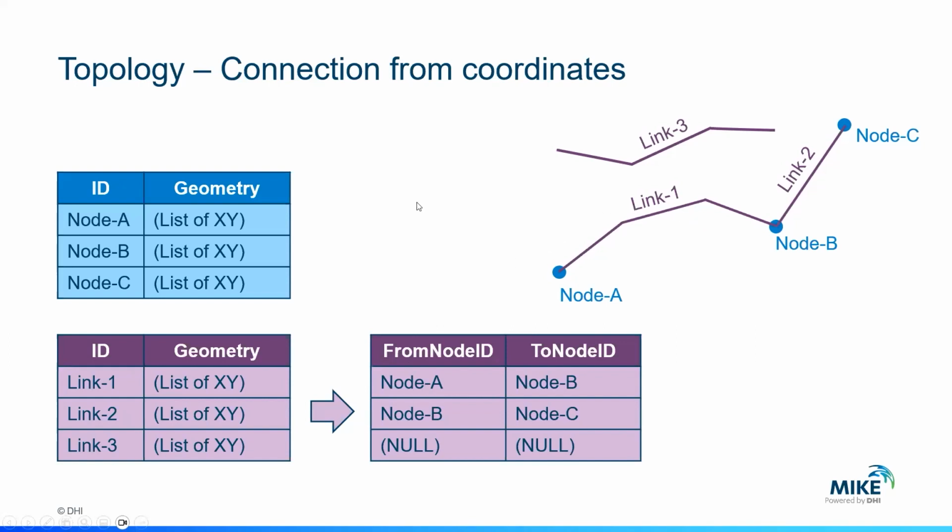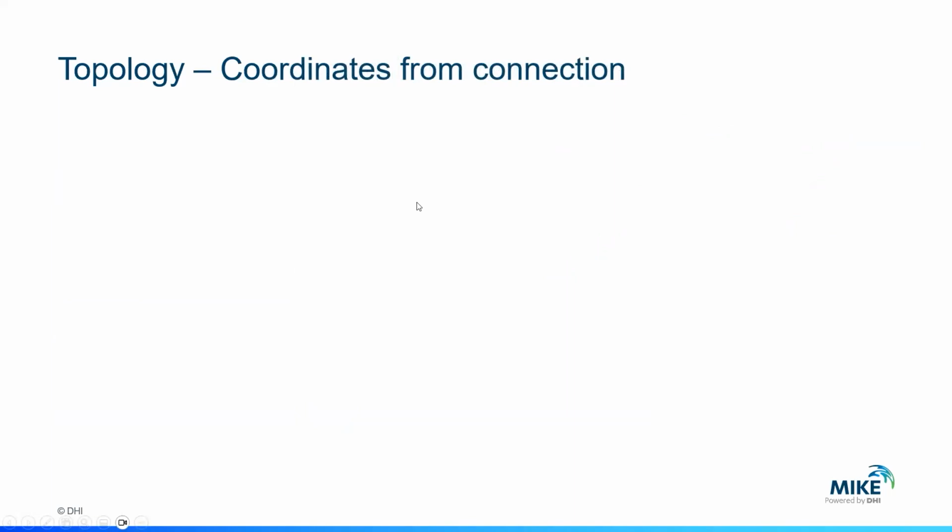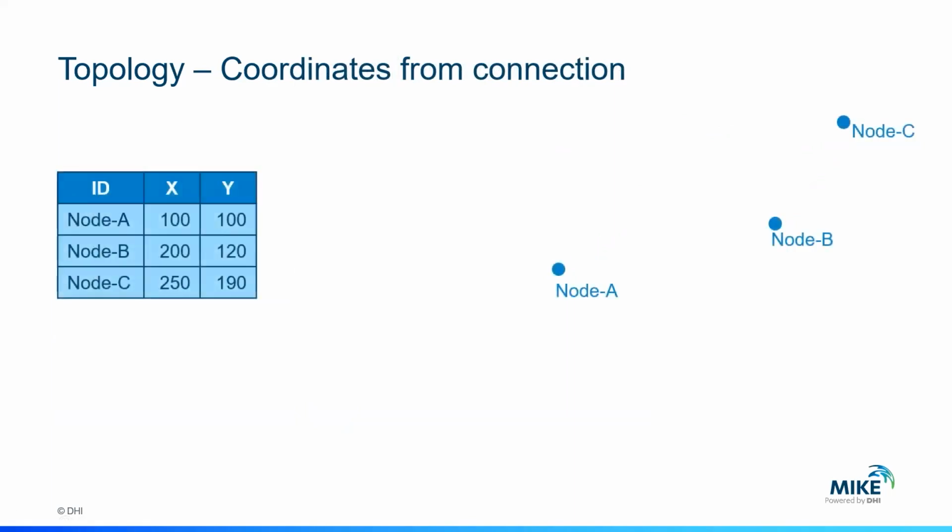The other way is coordinates from connection. And that's, for example, when we handle Excel files. So we have two tables. One is the node table, again with the IDs, and then explicit columns X and Y.